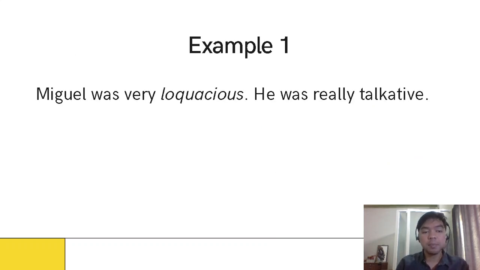So here are a few examples. Miguel was very loquacious. He was really talkative. I myself am not familiar with what loquacious is, but the author in this sentence gave us a synonym of loquacious, which is talkative. So by adding that into the sentence, we are now able to understand what he meant. When he said Miguel was very loquacious, he meant Miguel is talkative.